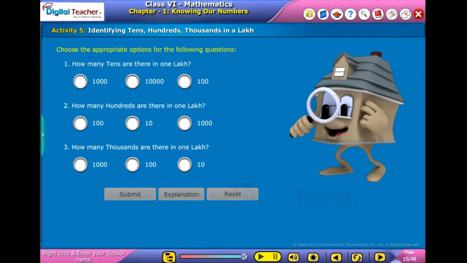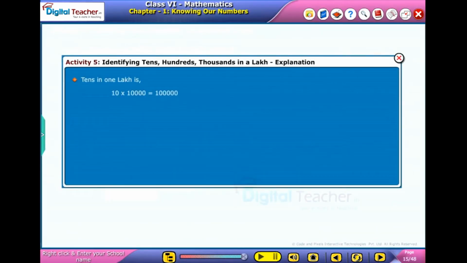Let us do an activity on identifying tens, hundreds, thousands in a lakh. Choose the appropriate options for the following questions. Tens in 1 lakh is 10 into 10,000, which is equal to 1 lakh. Hundreds in 1 lakh is 100 into 1000, which is equal to 1 lakh. Thousands in 1 lakh is 1000 into 100, which is equal to 1 lakh.